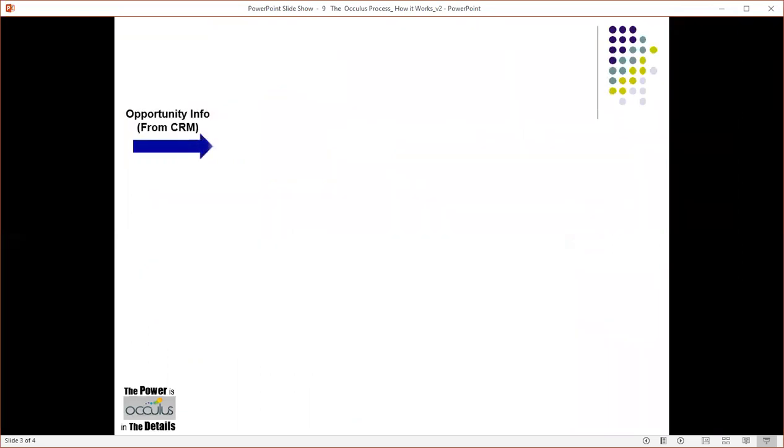So the first thing we do is we capture information from the CRM. Oculus also can work as a standalone system. The difference being is one's automated, one's manual. And we capture particular information about the opportunity name, contact information, the close date, where you are in the stages of the sales cycle, what we refer to as header information.